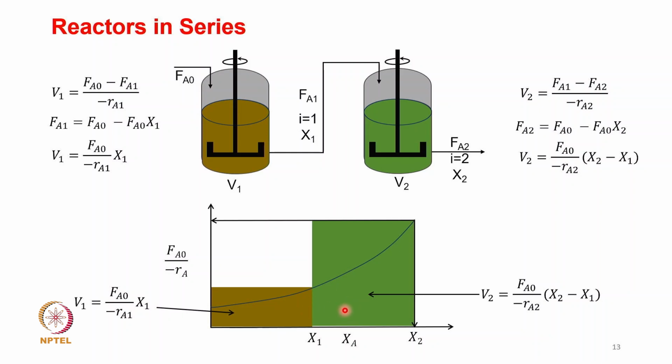So, for the conversion to happen, you may see that the volume V1 would be computed as FA0 over negative Ra1 times X1, and in the second case of course FA0 over negative Ra2 times X2 minus X1, which is the base.